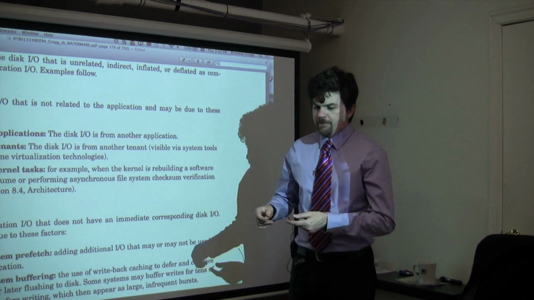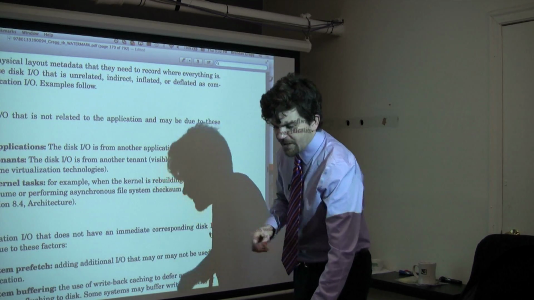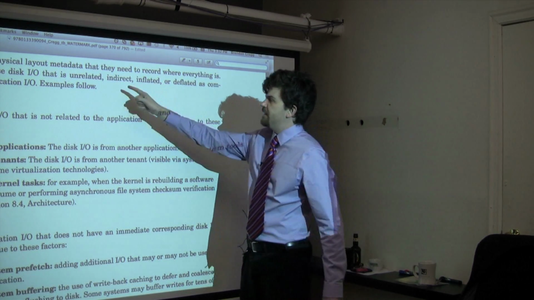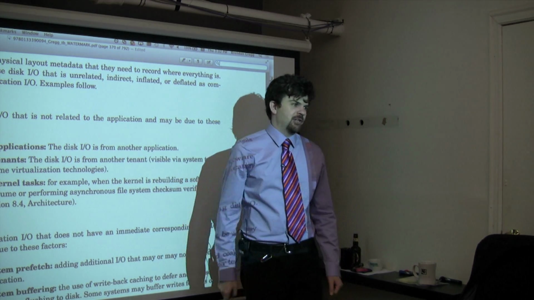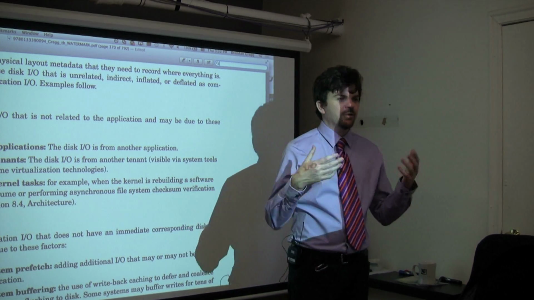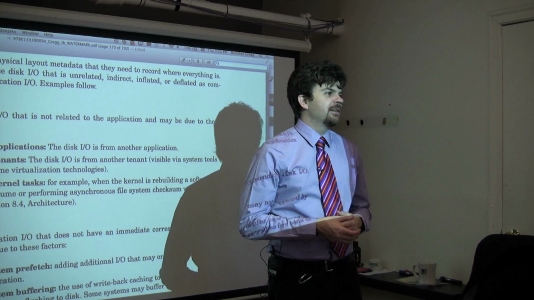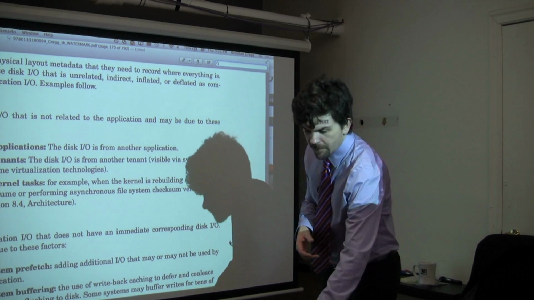So there can be disk I/O that is unrelated, indirect, inflated, or deflated when compared to application I/O. And here are all the examples you need to give to customers who are trying to get their head around this and debug it and understand why disk I/O is so dramatically different to application I/O.